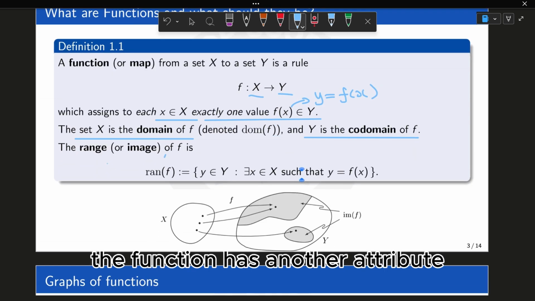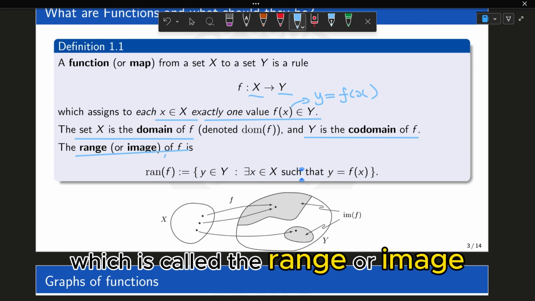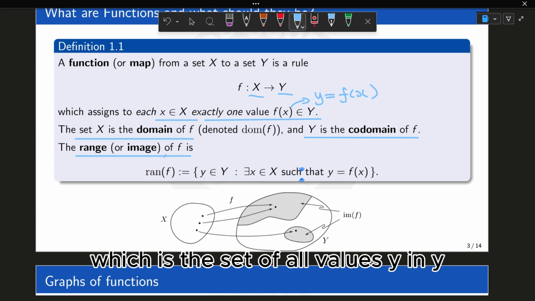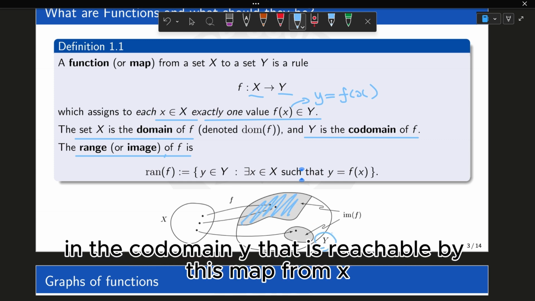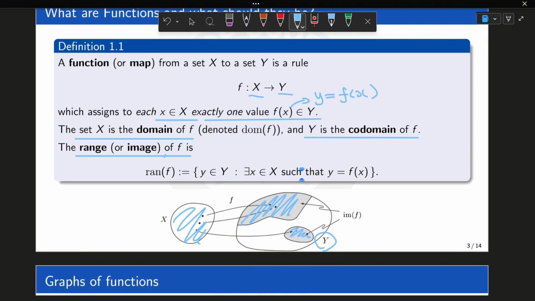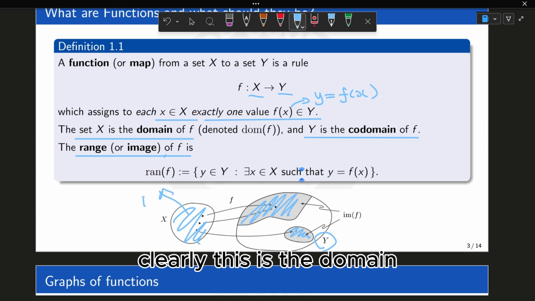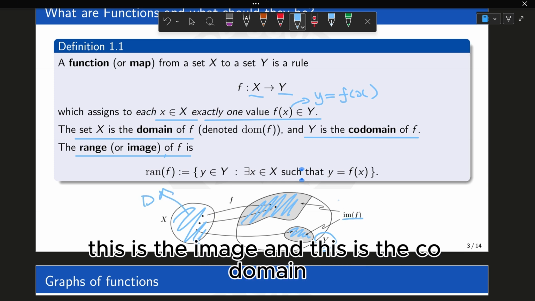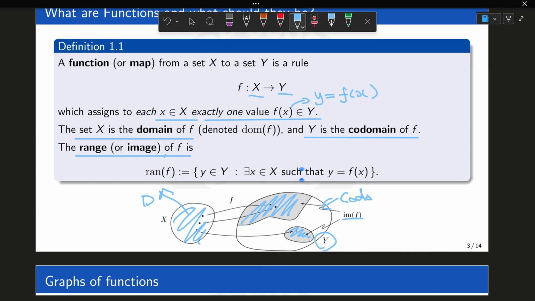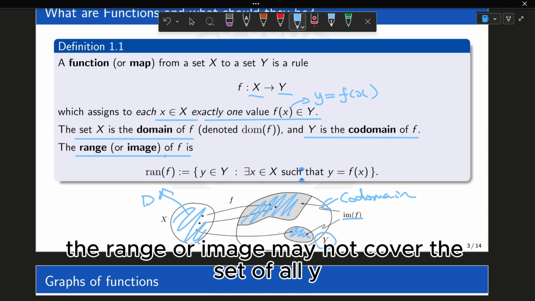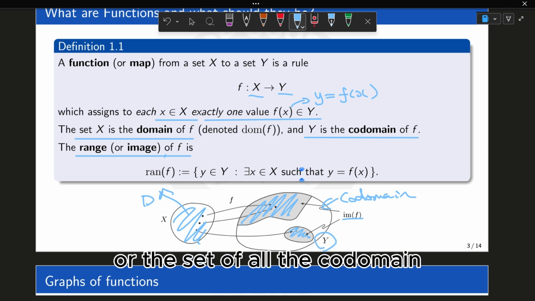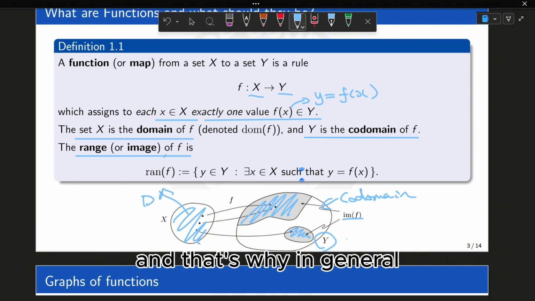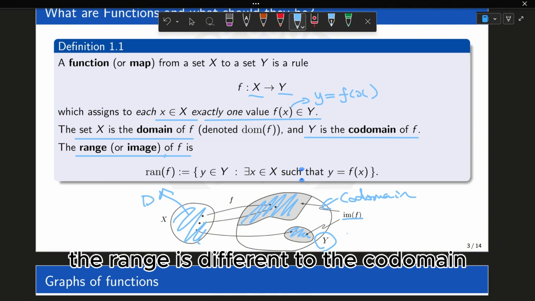A function has another attribute, which is called the range or image, which is the set of all values y in the codomain Y that is reachable by this map from X. Clearly, this is the domain, this is the image, and this is the codomain. Importantly, the range or image may not cover the set of all Y, or the set of all the codomain. And that's why, in general, the range is different to the codomain.